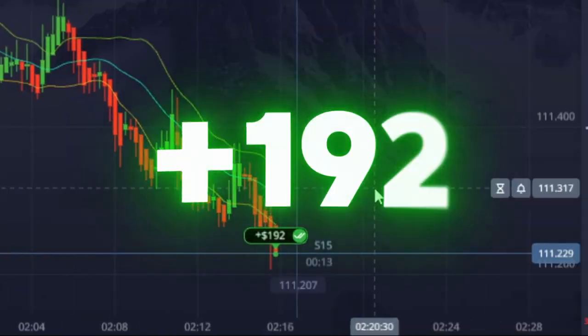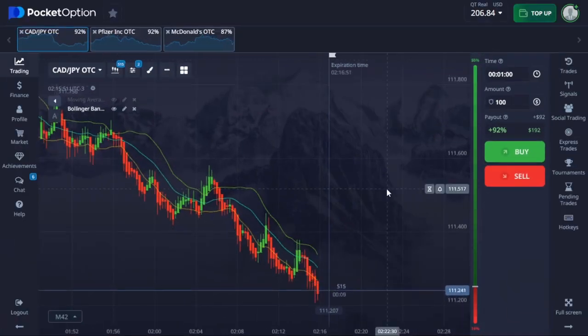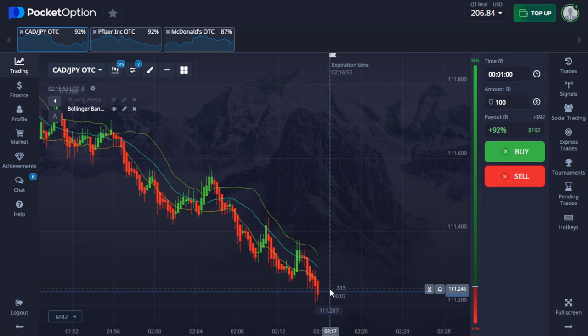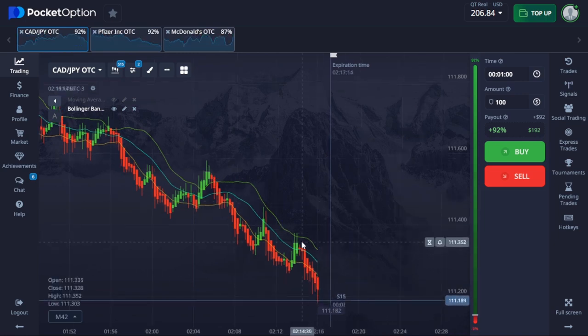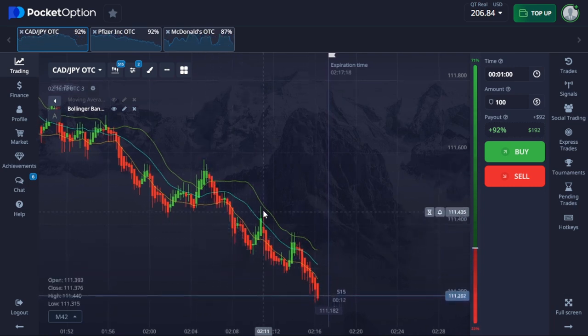Position 1, guys. Now I have a balance of $206 with only 4 trades in less than 15 minutes. What do I do now? In my case, I would leave the account as it is. The trend is clearly down and the price confirms the rejection.